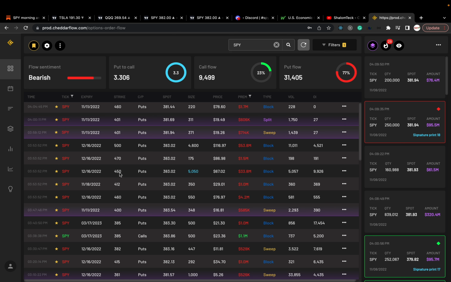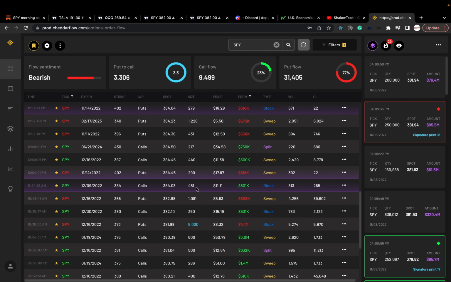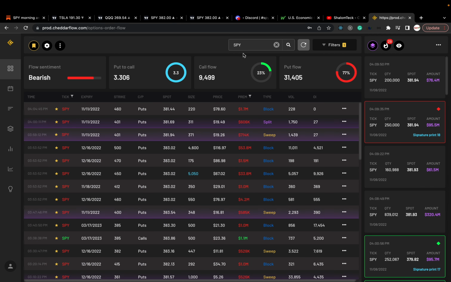It does have a strike price of 450, so it's very in the money, but the expiration date is December 16th. Okay, that's something worth paying attention to because that's a lot of money. All right, this one 4.1 million in premiums, a block order, institution, 5,000 in size, 373 strike price, December 16th. Okay, so we're seeing big money still betting to the downside on SPY.